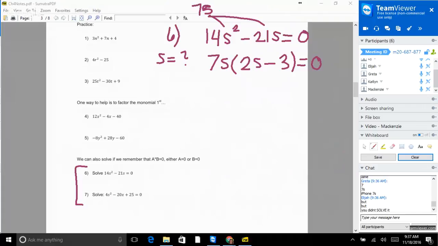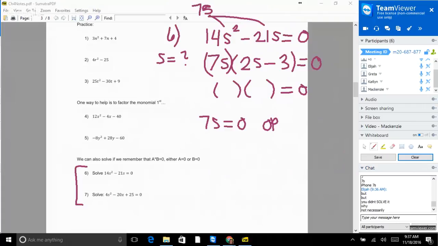So now we have to remember my fancy rule, which is something times something equals 0. That means one of the two somethings has to be 0. So that means that either 7s, because that's one of my somethings, has to be equal to 0, or 2s minus 3 has to be equal to 0. So if 7s equals 0, divide both sides by 7, and you get s equals 0. That's one possible answer.